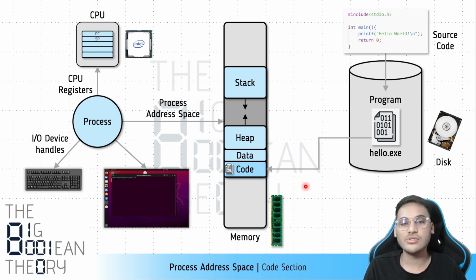So guys, this was it for this video. In this video, we understood how there are different sections in the address space, right? How the code and data is organized, and how the code section contains the executable instructions for the process.